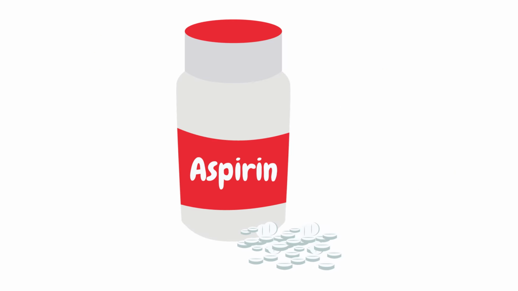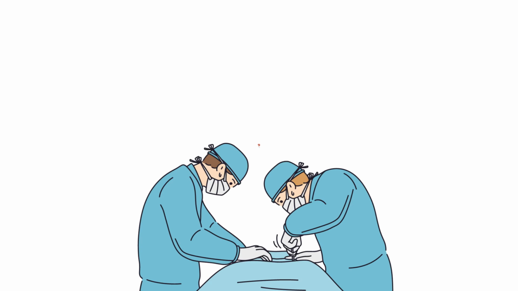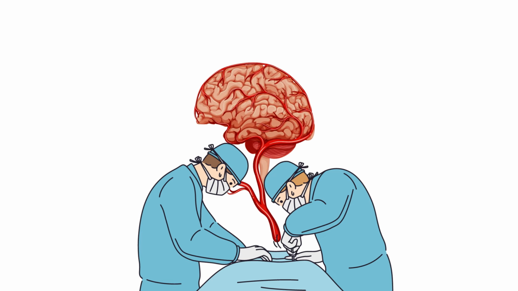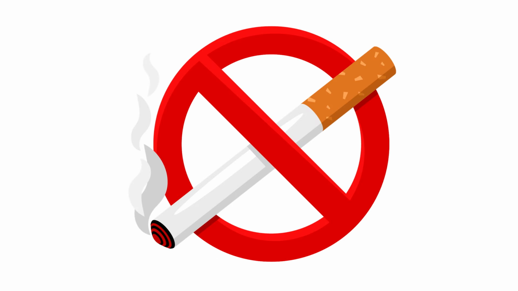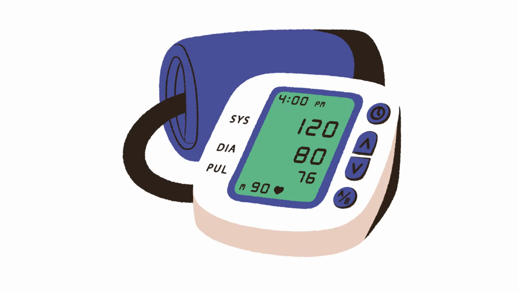Aspirin can also be used to prevent more clots from forming. If the medical management is unsuccessful, surgical procedures are needed to mechanically remove the thrombus. Finally, secondary prevention of stroke is very important to prevent recurrence, like smoking cessation, controlling blood pressure, and diabetes.